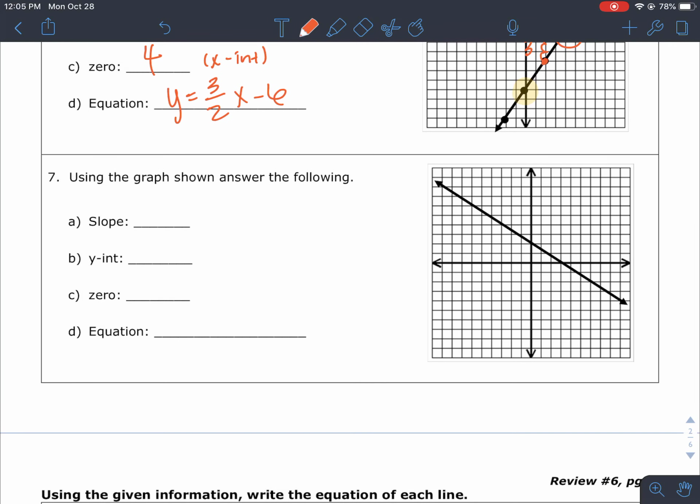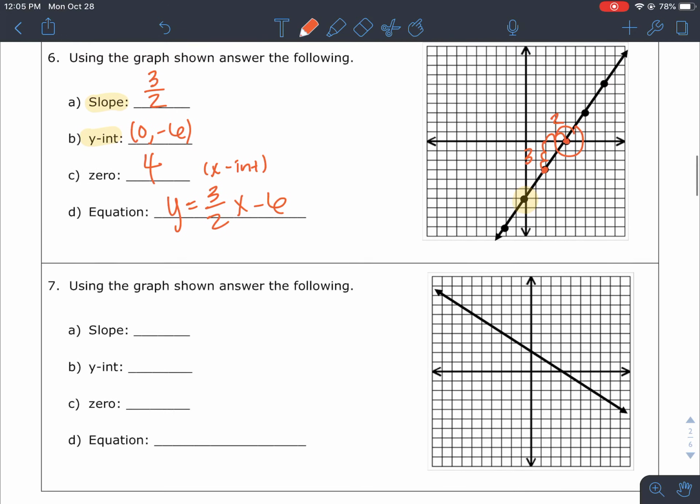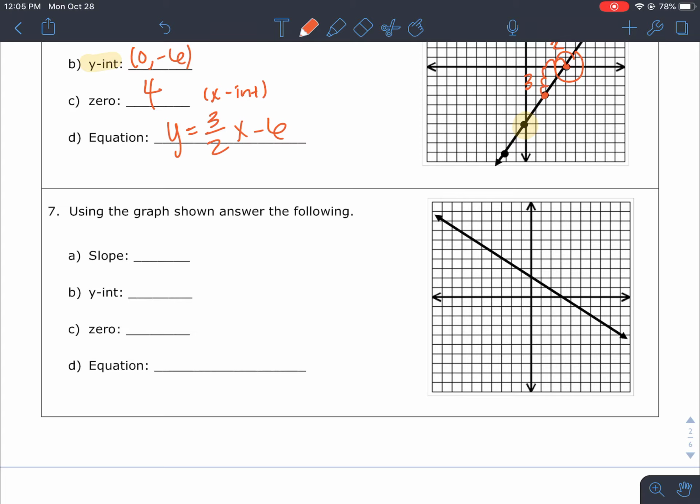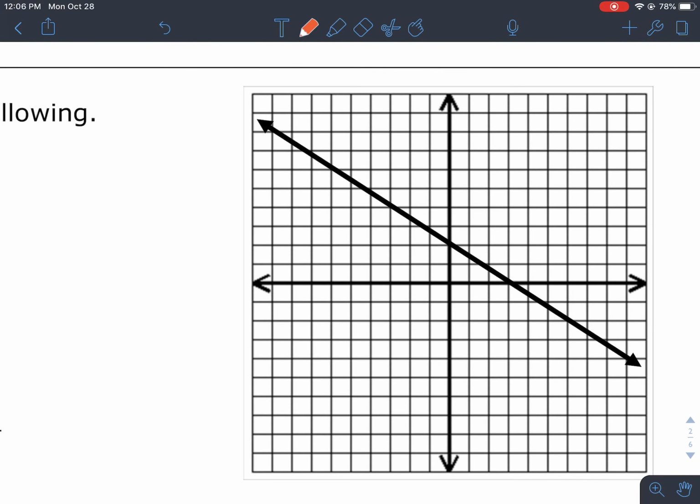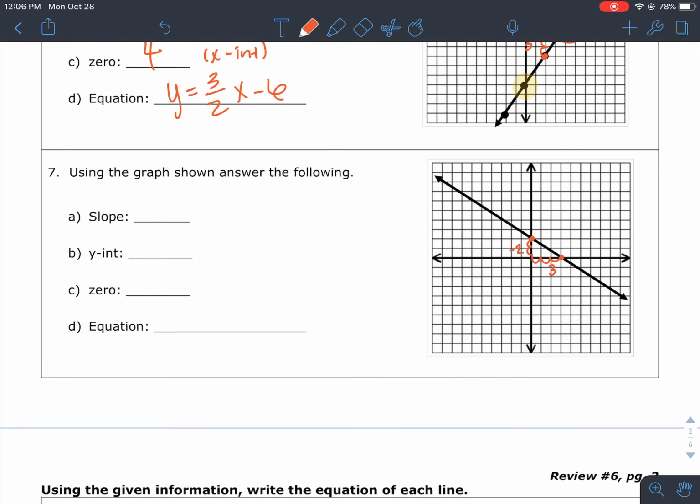Number 7, using the graph, answer the following questions as well. So same thing as number 6, except number 7 didn't put the points nice and pretty for us, but we're still doing the same thing. To get my slope, I'm going to use the y-intercept and the x-intercept. So I go down 2, so -2, right 3. So -2/3. Which is true because if I was thinking back to the Slope Dude, I'm going downhill.